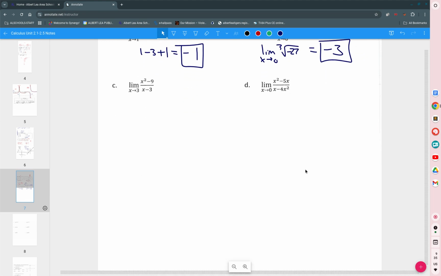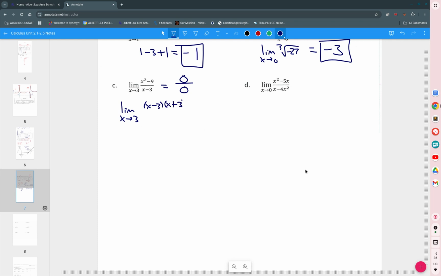I'm going to try plugging in 3 here. I plug in 3, I get 9 minus 9, which is 0, divided by 0. Uh-oh. The essence of calculus, right? We looked at tables, how to identify this before. Let's look at the algebraic approach. Can you factor the top? To what?